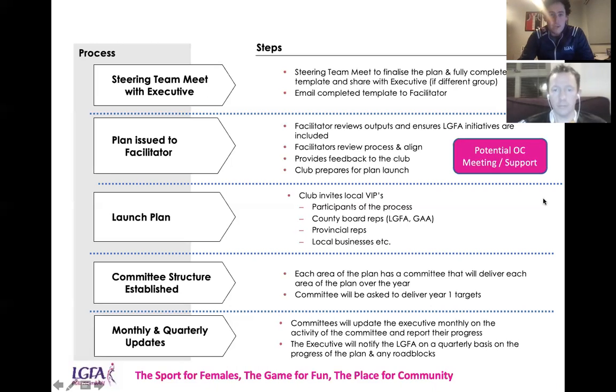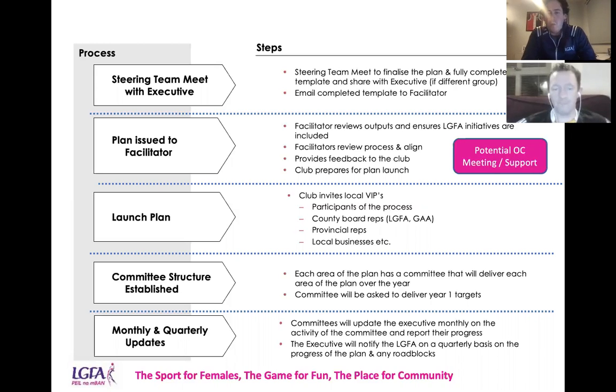I'm sure by being on this call tonight, you're probably aware of most of them, but there are a number of different initiatives we run in terms of coach education, player education, participation, overall club education, volunteer education. So it's important that those things are included as well, and maybe there's an opportunity for your club to get involved in that your steering group might not be aware of, but the facilitator might be aware of.